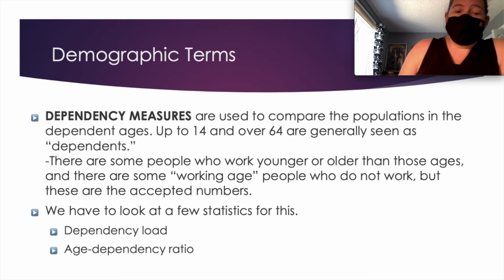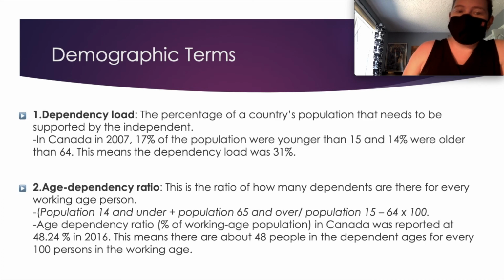So we have to look at a few statistics for this: the dependency load and the age dependency ratio. The dependency load is the percentage of a country's population that needs to be supported by the independent, whether they're too young or too old. In Canada, 17% of the population were younger and 14% were older. That means the dependency load was 31% because we have to carry both younger and older.